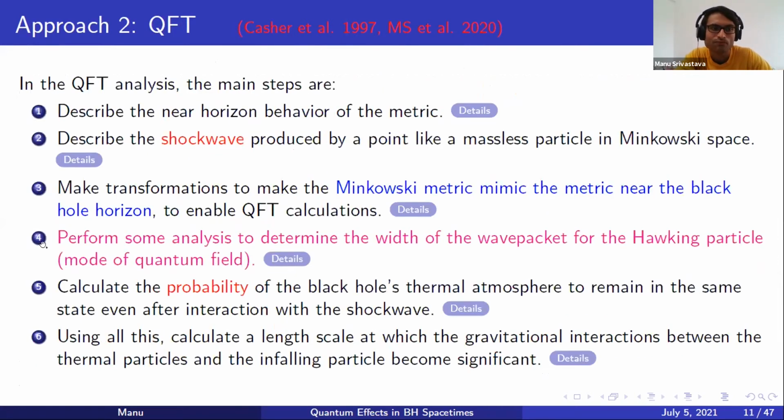So in step 4, to study that interaction, we compute the width of the wave packet of the Hawking particle. The details of step 4 I'll skip because they are not relevant for the flow of this presentation. But what I want to show is step 5 and 6. How do we calculate whether this interaction is strong or not? We can compute the probability of the black hole's thermal atmosphere to remain in the same state after interaction.